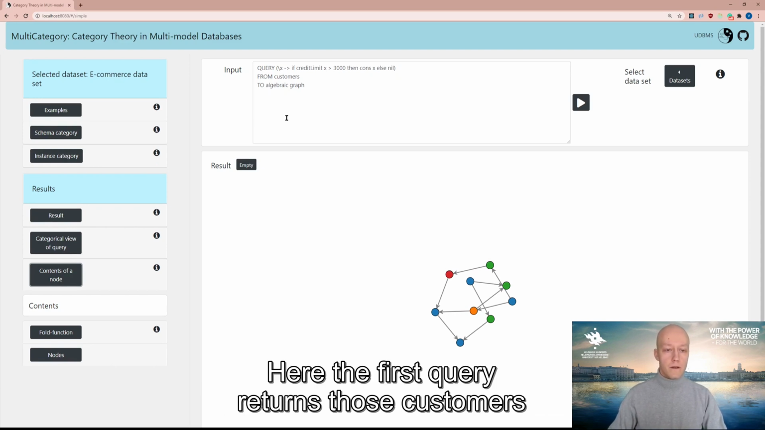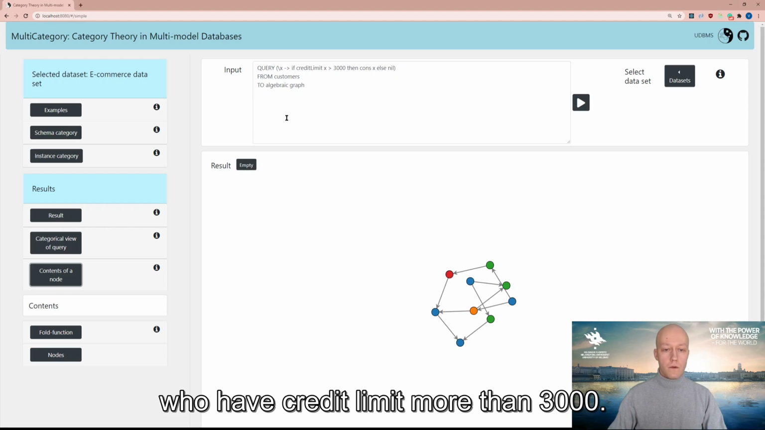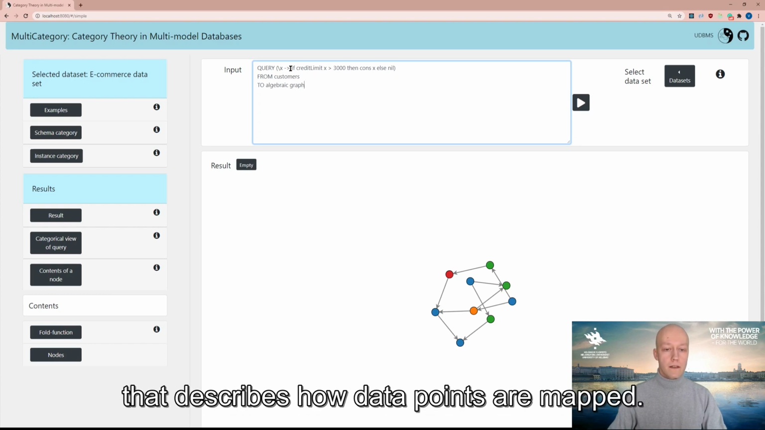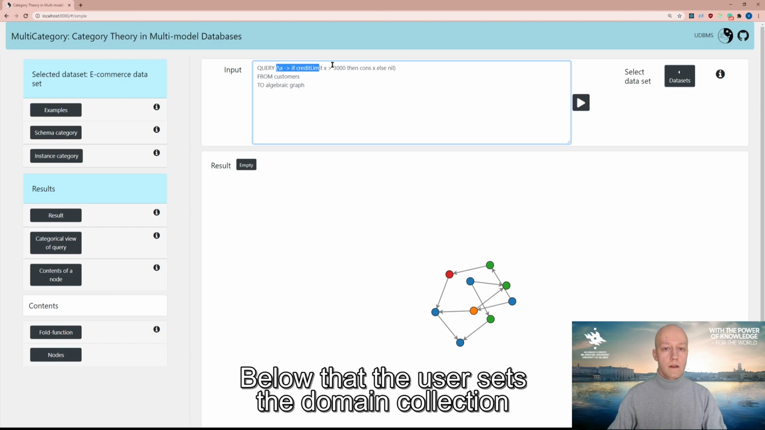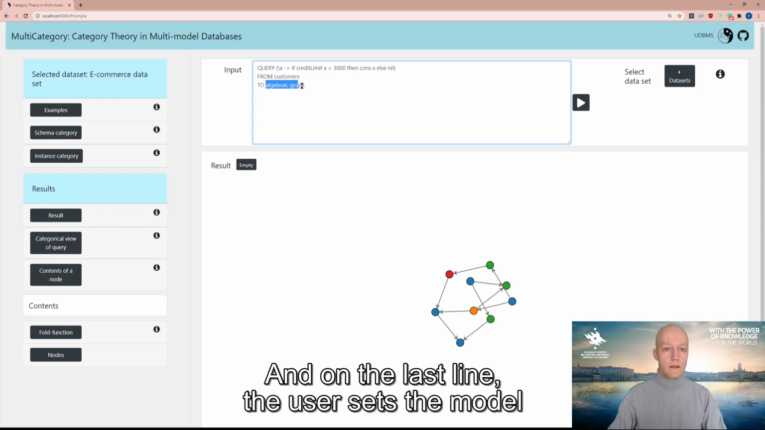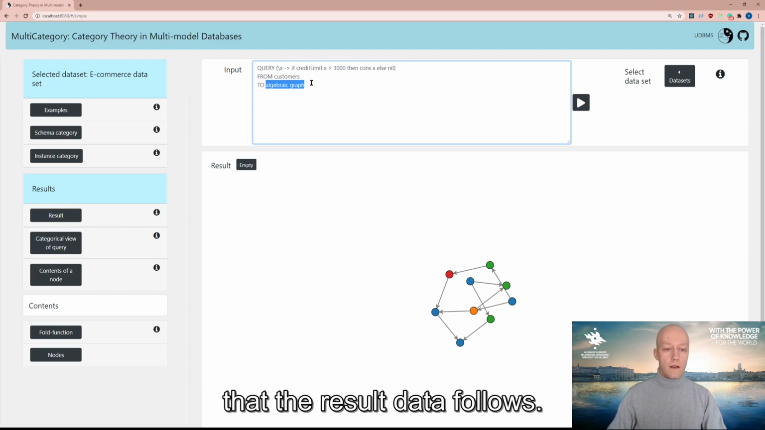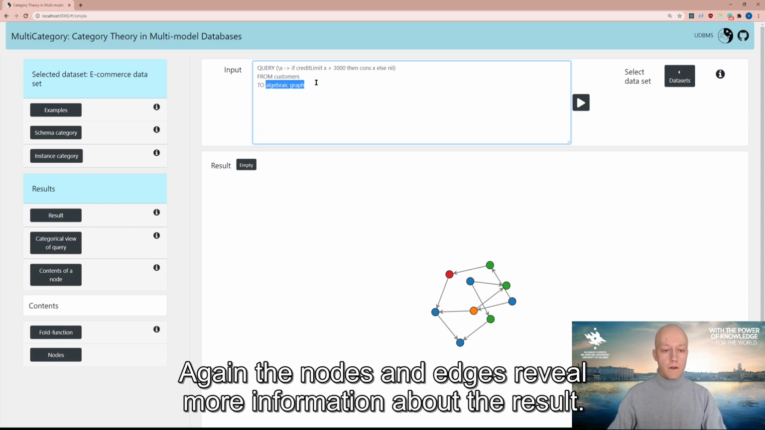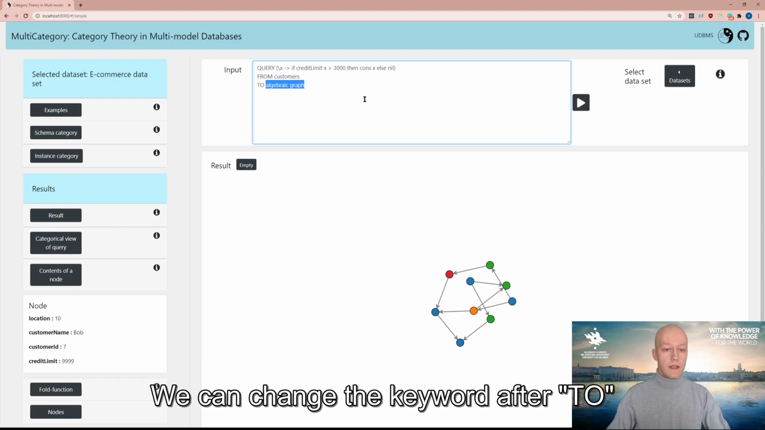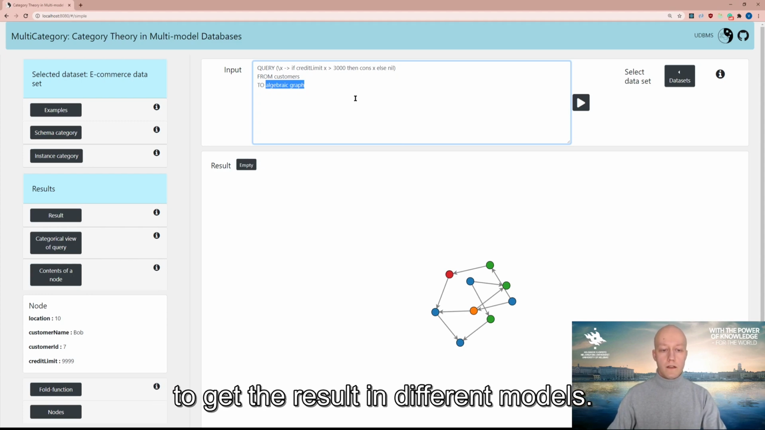Here the first query returns those customers who have a credit limit of more than 3,000. In the first line, we have defined a lambda function that describes how data points are mapped. Below that, the user sets the domain collection, which is a graph of customers. And on the last line, the user sets the model that the result data follows. Again, the nodes and edges reveal more information about the result. We can change the keyword after to get the result in different models.